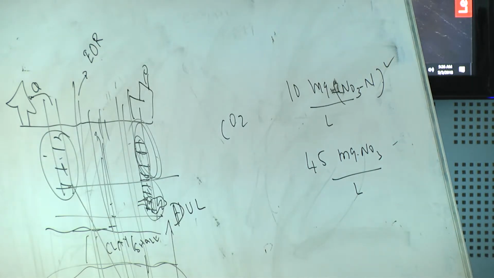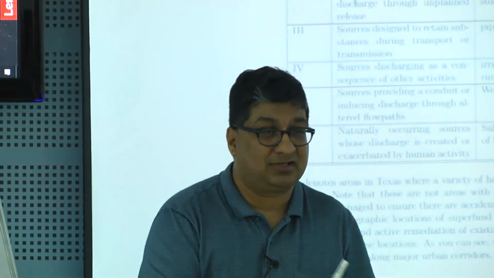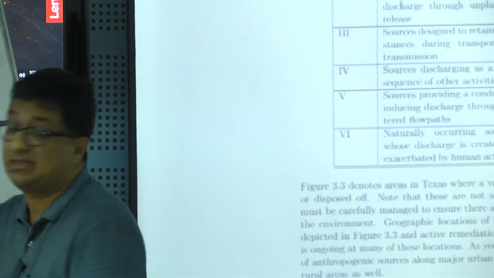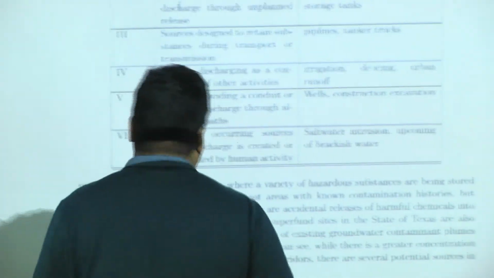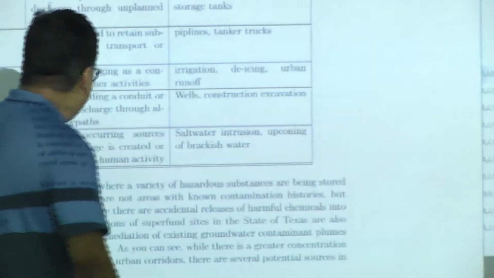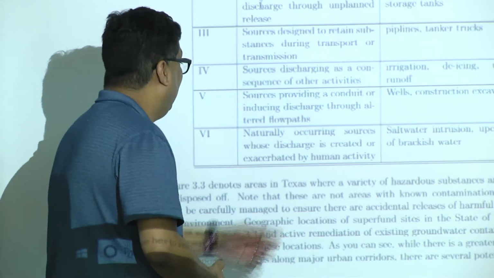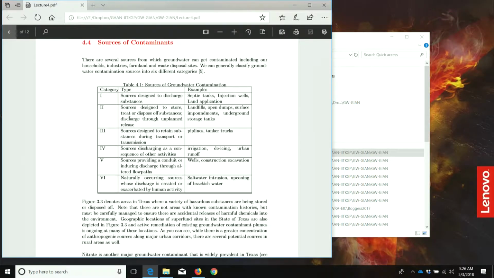Okay? You will not get a permit to put a well that cuts across two formations, especially if you know that this formation is contaminated. But that is a possibility that happens. Okay? And the last type of source, the sixth type of source, is naturally occurring sources, which are either created or exacerbated by human activity. Okay? A lot of saltwater intrusion.